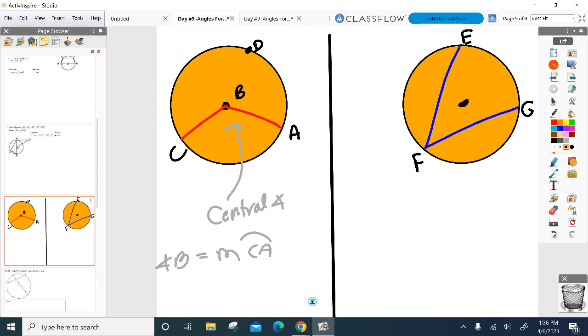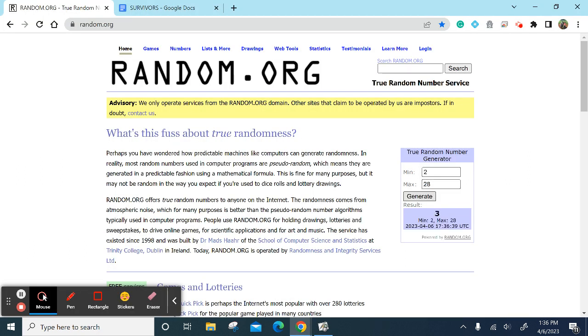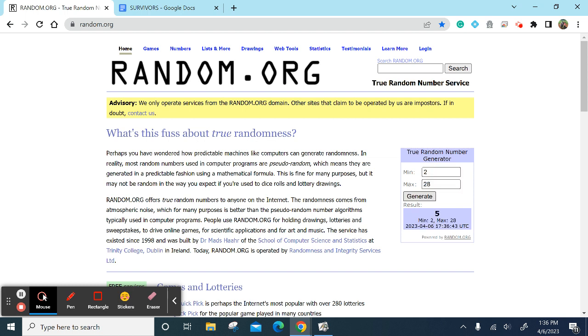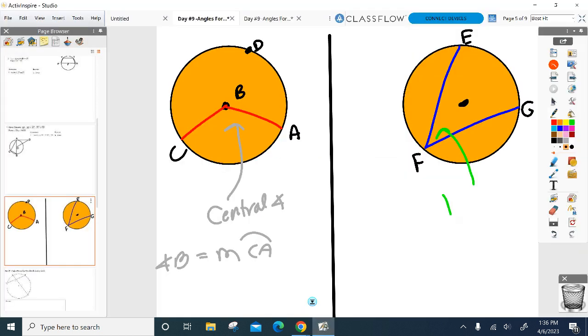Over here, angle F. I refer to that as a what type of angle here? Angle F. That's going to be a 3 again. Nope. Actually, you know, you're off the hook, Kyle. This is review. I don't want to hear from 5. Inscribed. Good work.